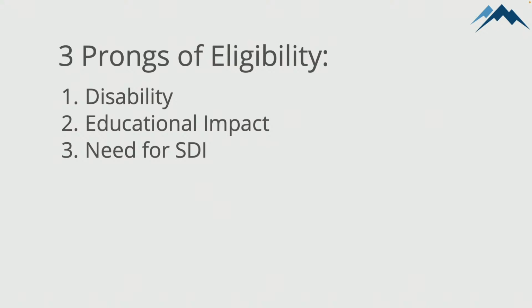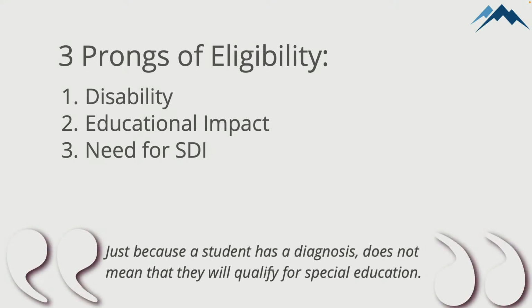So you have to have a disability. They have that one piece. Then they have to have some sort of educational impact. And then once we combine those two together, we ask, okay, what would we do? What kind of specially designed instruction would we provide that will help that student improve? If all three of those prongs are met, we say they're eligible. We call that the three-prong test of eligibility. Does that make sense? Okay.